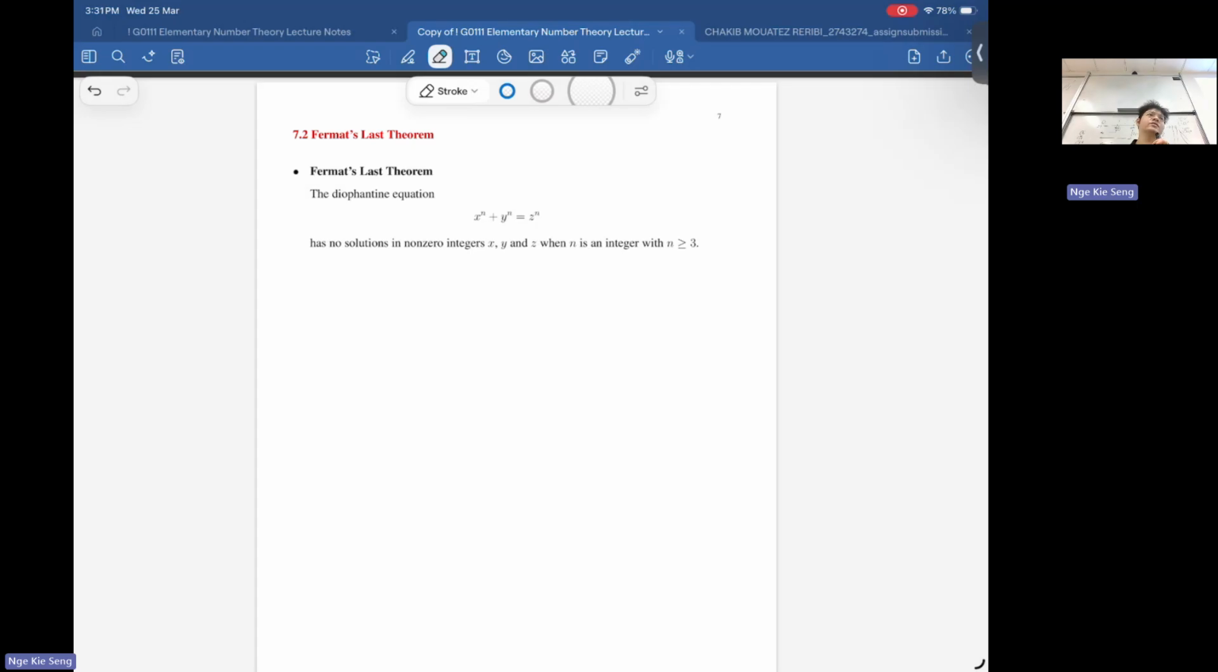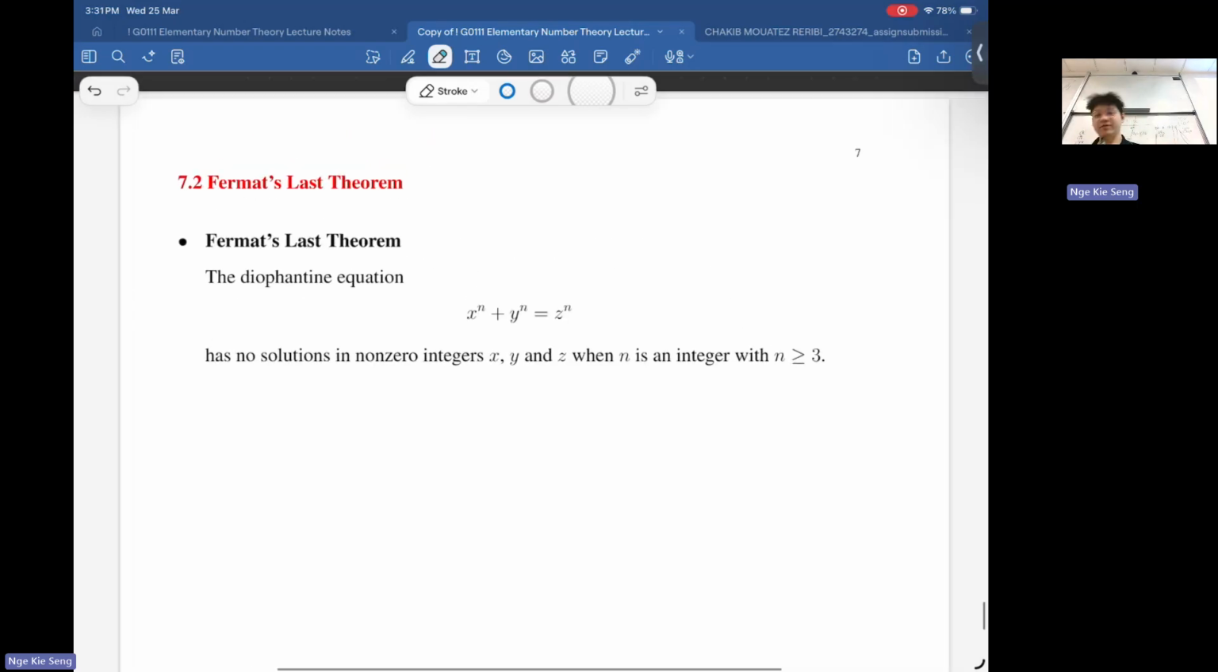Fermat is not a mathematician, by the way. Fermat is a judge. You know a judge? So he did mathematics as his hobby. What he does was he would take a problem set and work on it other than going to the court. If he's not in the court, at home, he will do maths. That's it.